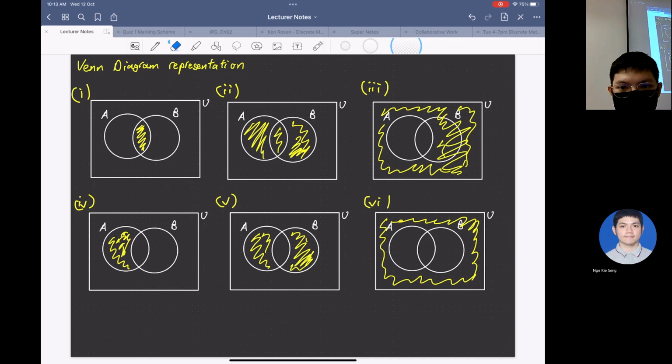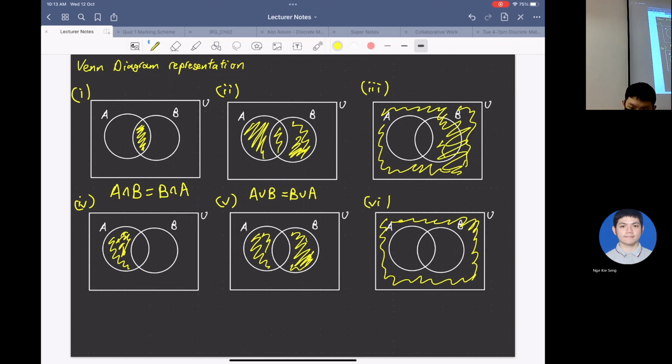Okay, let's see what's going on. So the first one, what do you have? Intersection of A and B. Any other answer? How about B intersection A? Same. How about 2? Anyone wrote B union A? B union A. Okay.